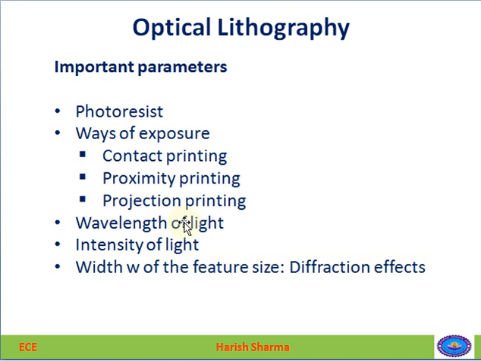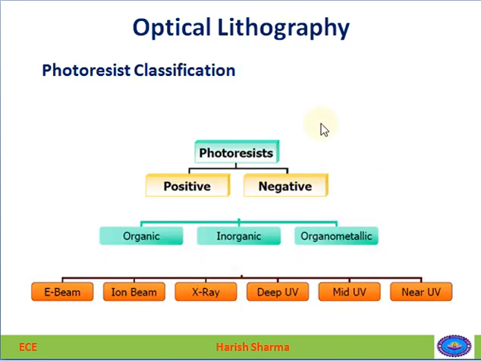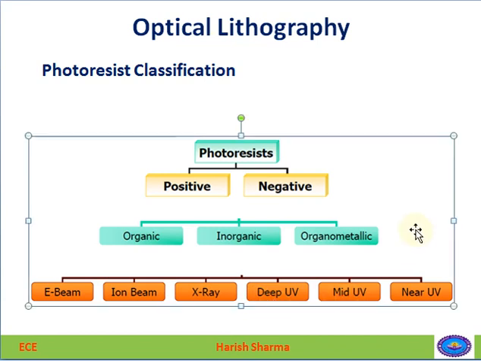Important parameters for photoresist in optical lithography are: first, which type of photoresist we are using, negative or positive, and which specific photoresist. Then the way of exposure, that is contact printing, proximity printing, or projection printing. The wavelength and intensity of the light, and the width of the features, which is also related to diffraction effects. The photoresist may be organic, inorganic, or organometallic. And which type of processing we are using: E-beam lithography, ion beam lithography, X-ray, deep UV, mid UV, or near UV.